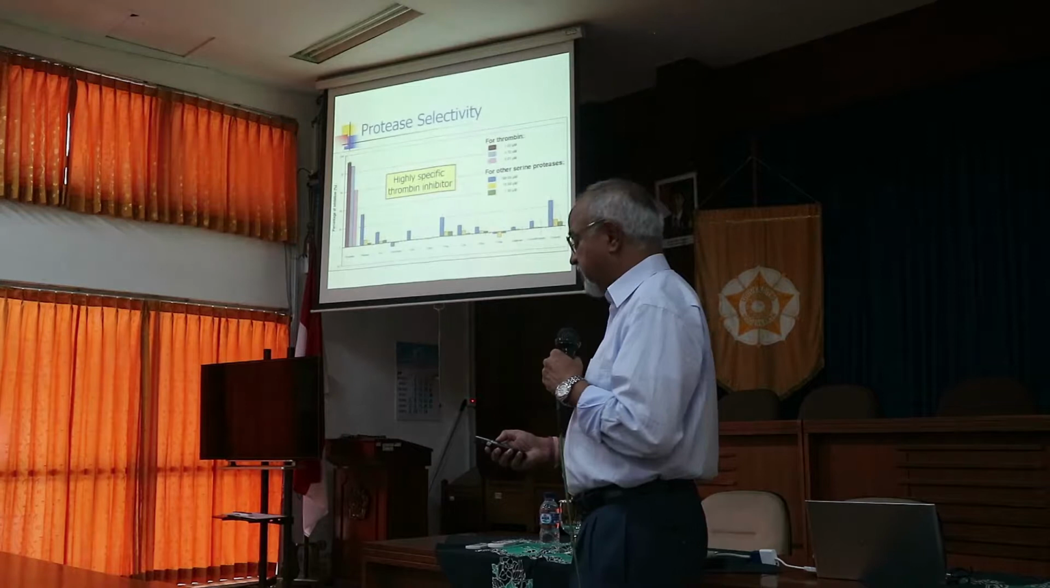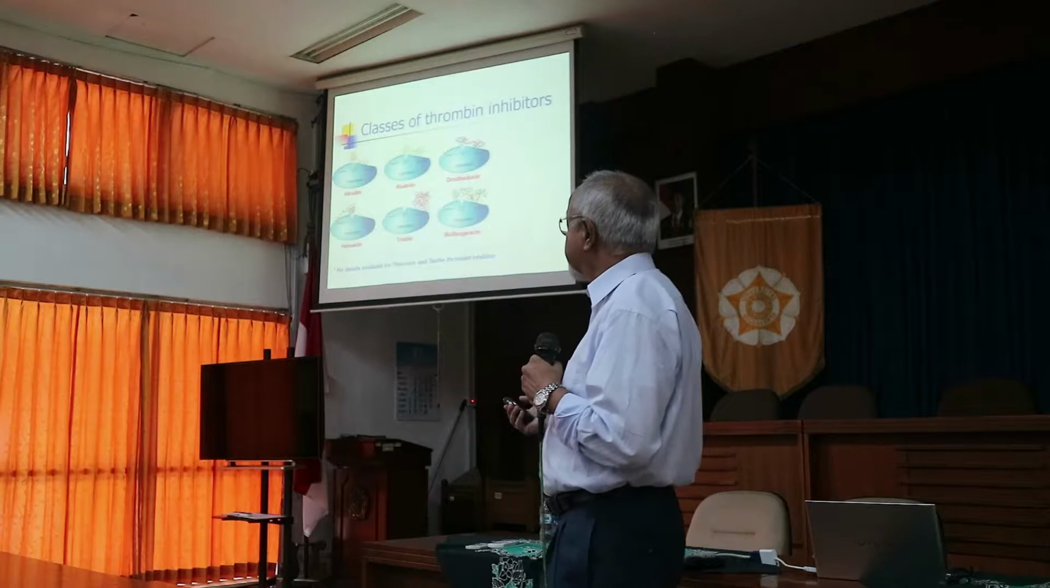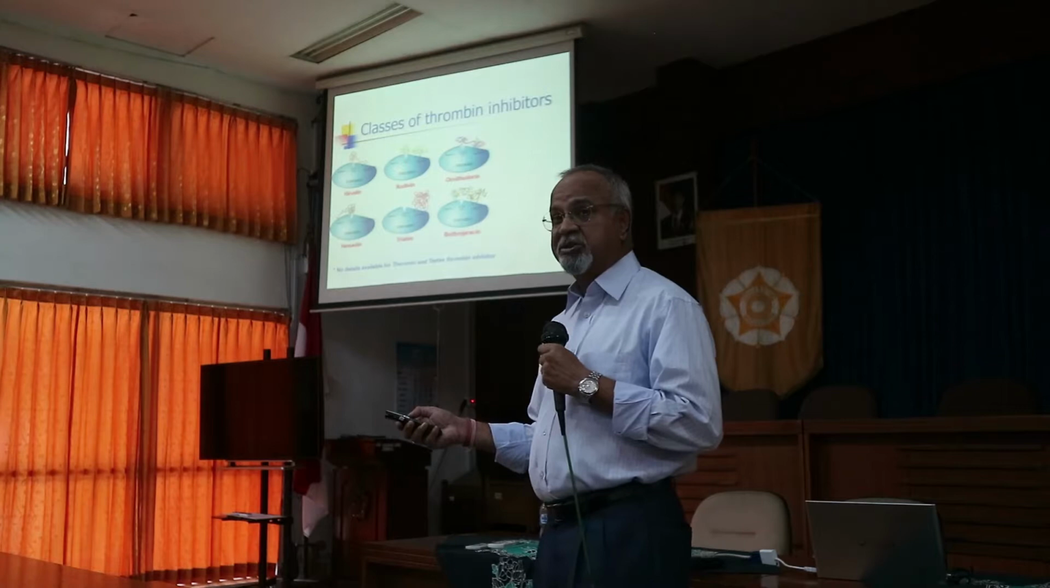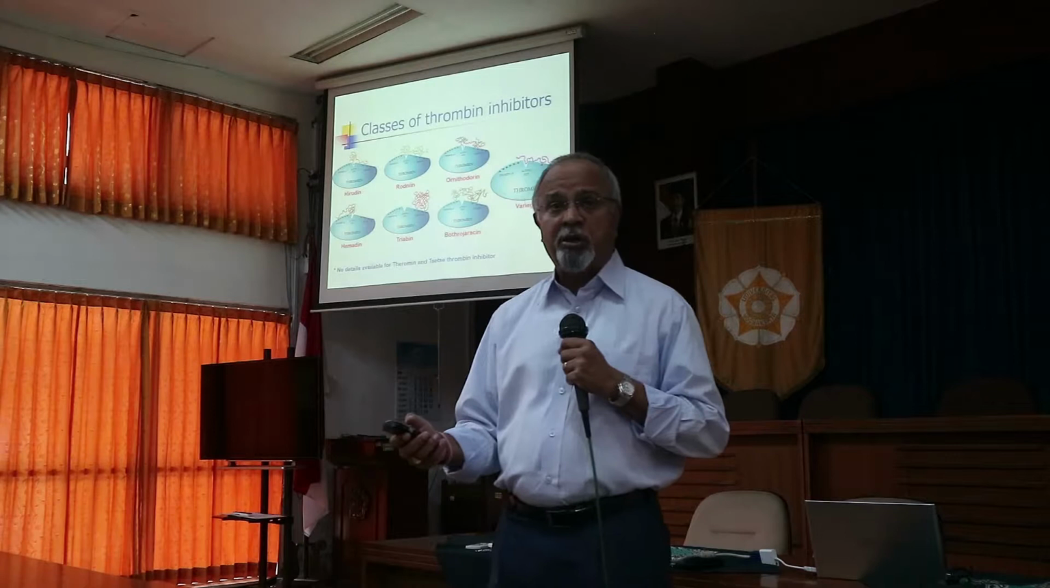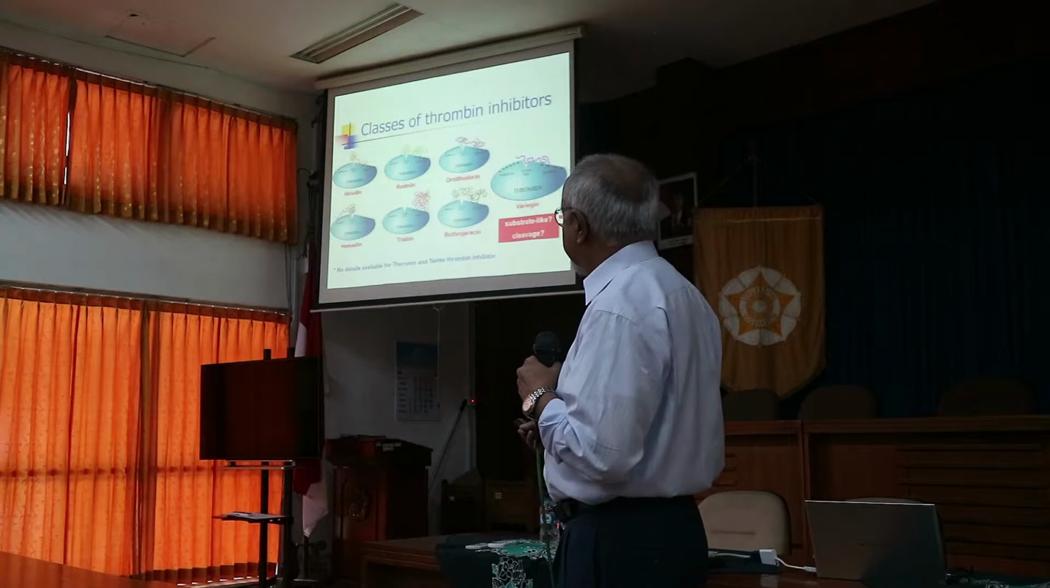Okay? Now if you look at the classes of thrombin inhibitors, I showed you the crystal structure and NMR structures of these molecules, and I've drawn thrombin as a cartoon, showing how they would bind. You can see they're very different structures and they have slightly different mechanisms. But if you look at our molecule, it's way smaller than any of them, but it has very high affinity to bind to thrombin.